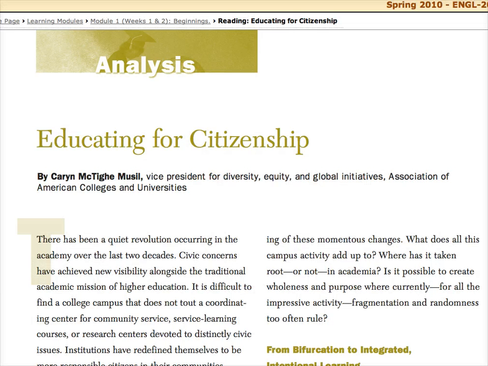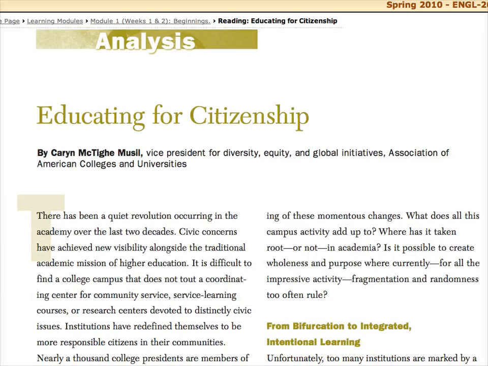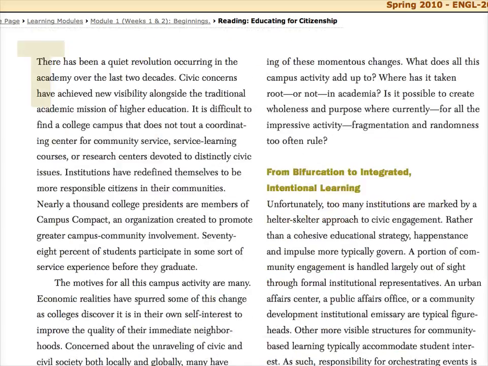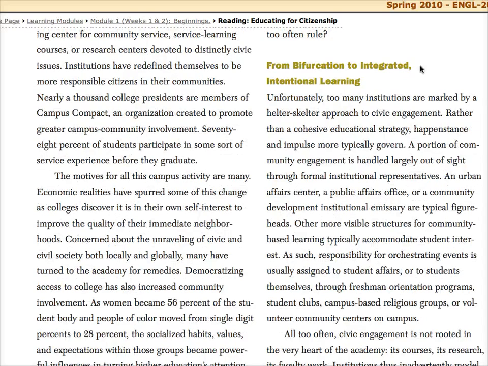For instance, in the piece that you read for the discussions of this week and even last week, the piece called Educating for Citizenship, you may have come upon this heading and asked yourself, what does she mean by bifurcation versus integrated intentional learning? That question may then have shaped what you saw in the subsequent text, and you might have wanted to come up with at least a tentative answer to what those two terms mean. This would help you prepare for a good, productive discussion of the text.